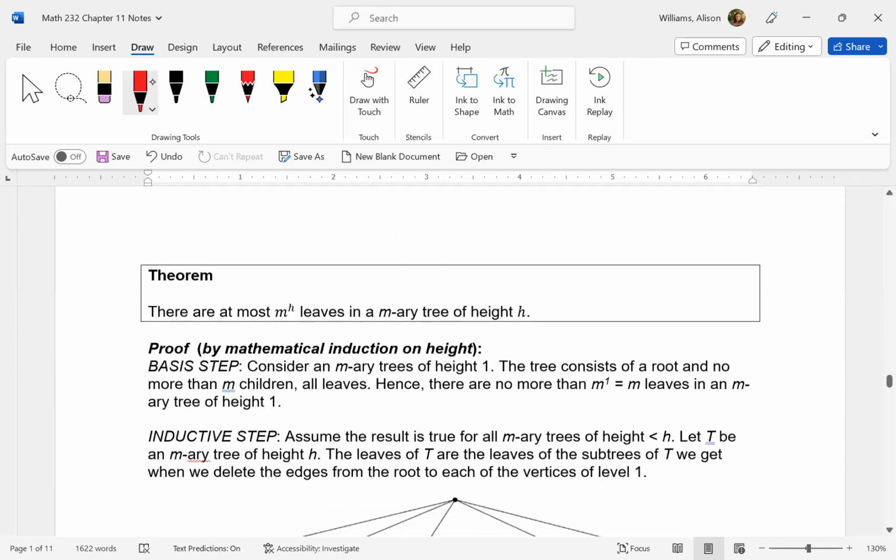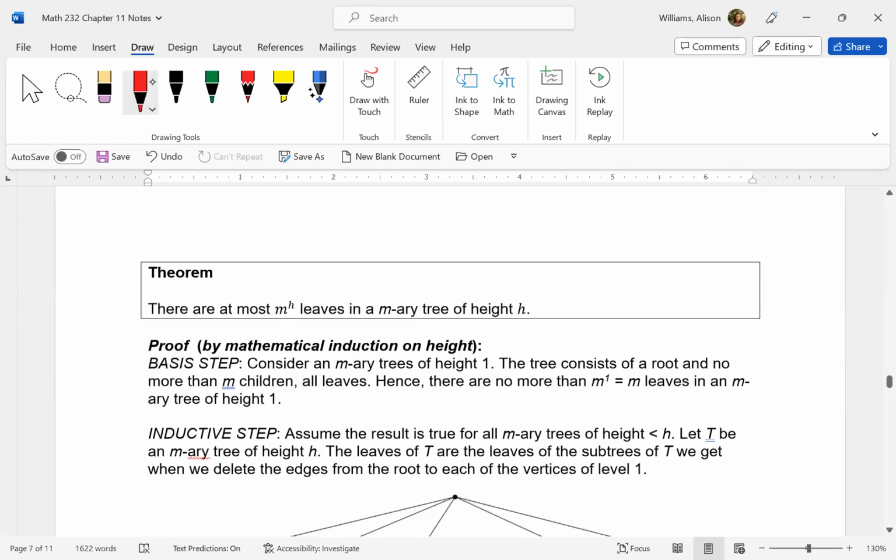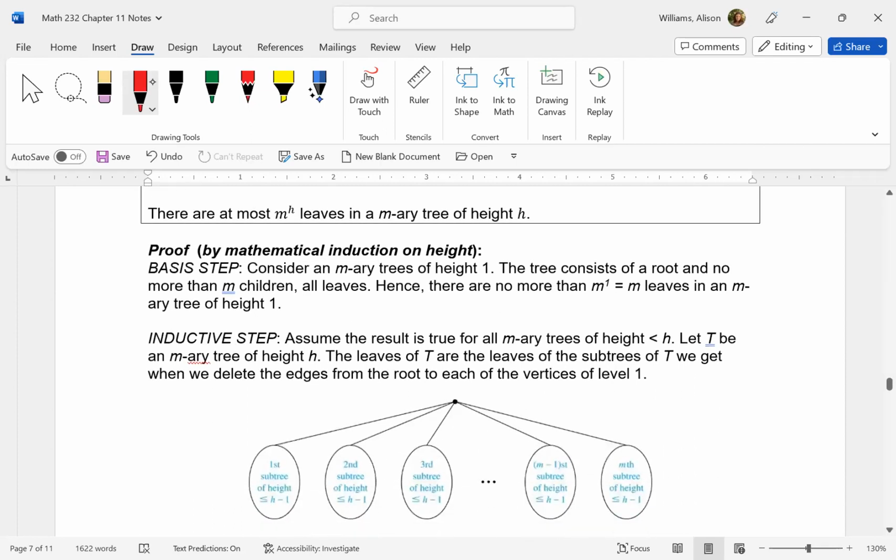All right. Now this theorem, I went ahead and included the proof. We'll just chat about it for understanding's sake, and then we'll look at its corollary. So there are at most M to the H leaves in an M-ary tree of height H. So they use induction to show this. Basically, if you're looking at an M-ary tree of height 1, that's a tree that consists of a root and no more than M children. They're all leaves. Therefore, there are at most M to the 1 leaves for a height of 1. All right, that's pretty straightforward.